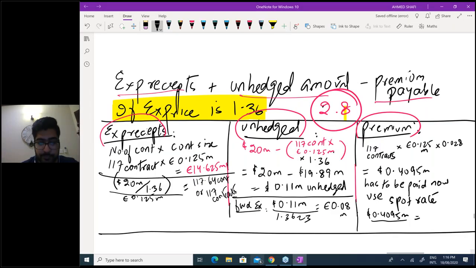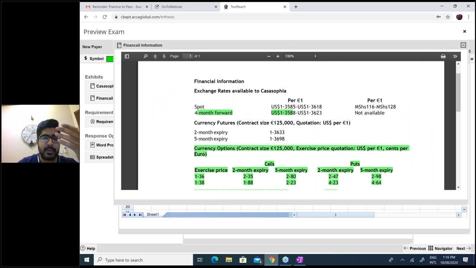Okay, so I need to pay the premium. There are two spot rates, indirect quote, lower buying, higher selling. I won't receive the premium, I need to pay premium. So if you need to pay premium, in payment you use buying rate or selling rate? In payment you use buying rate. So use the buying rate which is lower, 1.3585.